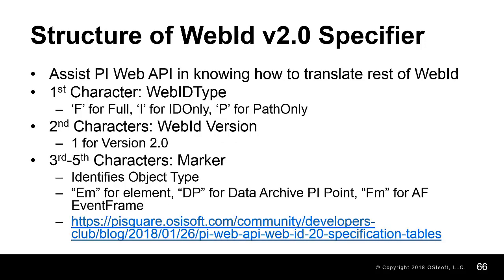The next 2 to 3 characters are going to be the marker. The marker lets us know what type of object the web ID is generated for. EM is for element, DP for Data Archive PyPoint, FM for AF event frame. Some objects have 3 characters for the markers. You can take a look for the markers of each object in the URL listed in the PowerPoint.